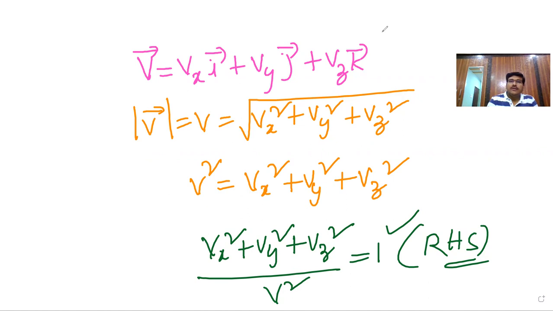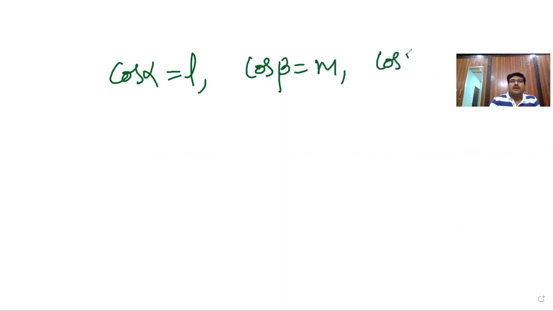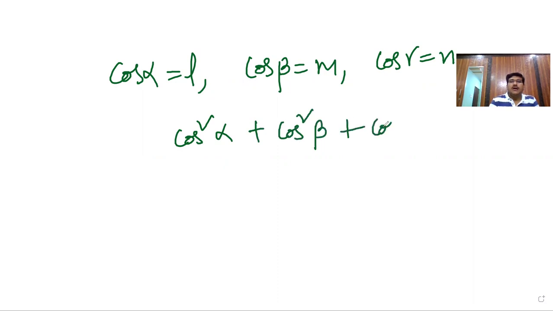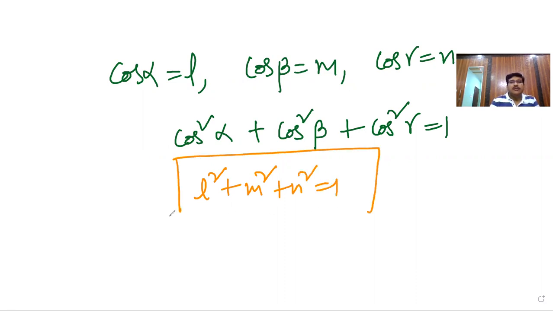Now, observe carefully. All the direction cosines, cos alpha, if I represent with L, cos beta with M, and cos gamma with N: L, M, N. Then from the above formula, cos square alpha plus cos square beta plus cos square gamma is equal to 1. That means L square plus M square plus N square is 1. This is the fundamental formula of the direction cosines.